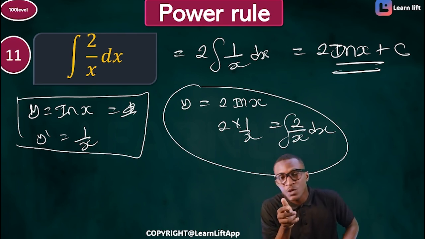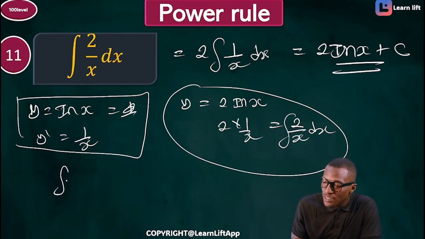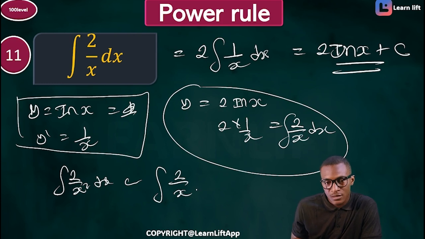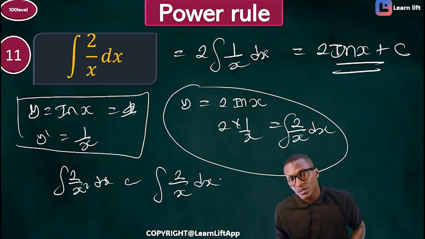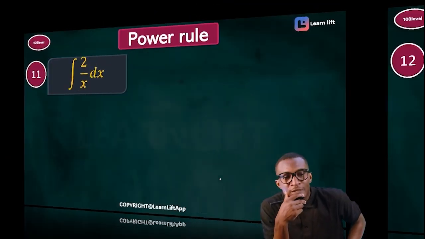I wanted to give you this so that you don't confuse it with a question like integral of 2 all over x squared dx. And when you have integral of 2 all over x, it occurs when the x does not have a power. Are you seeing that? So please take note of that.